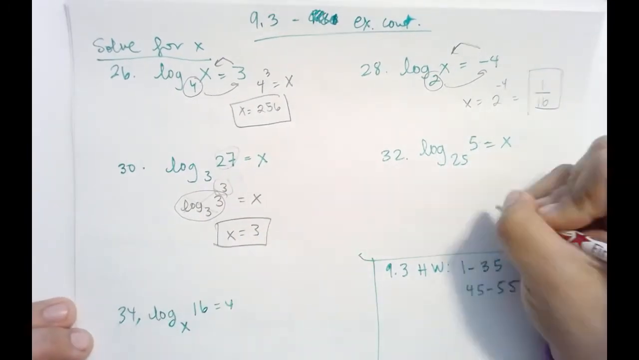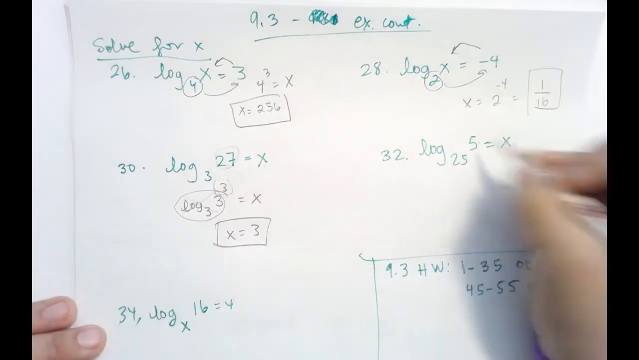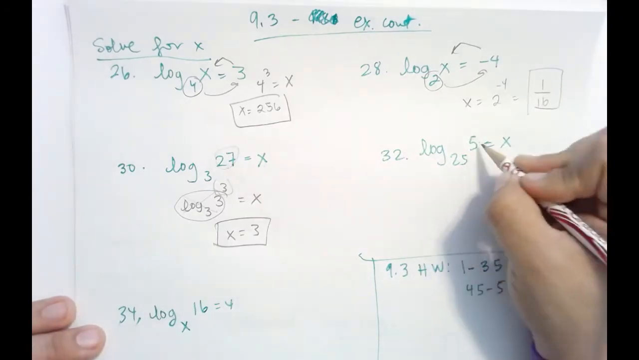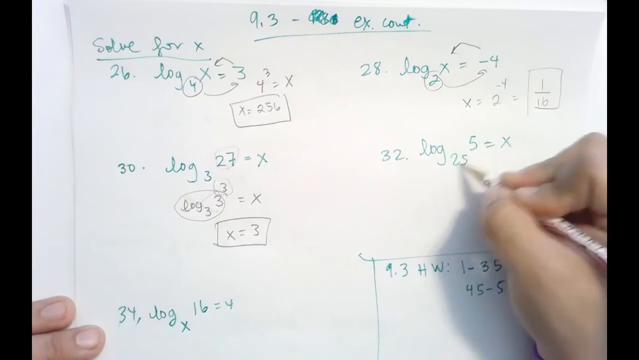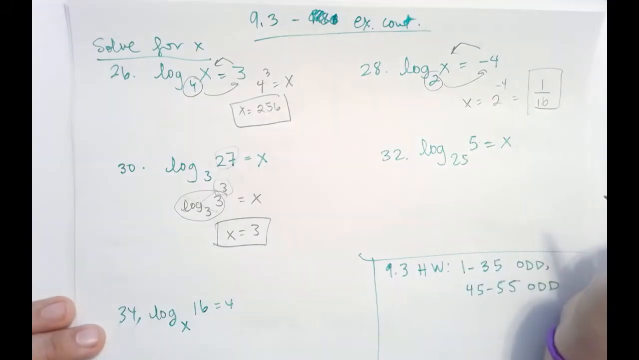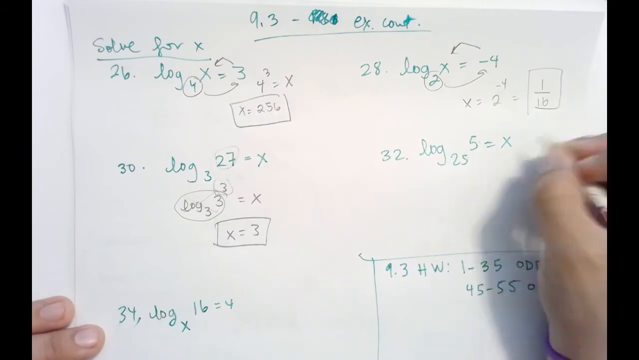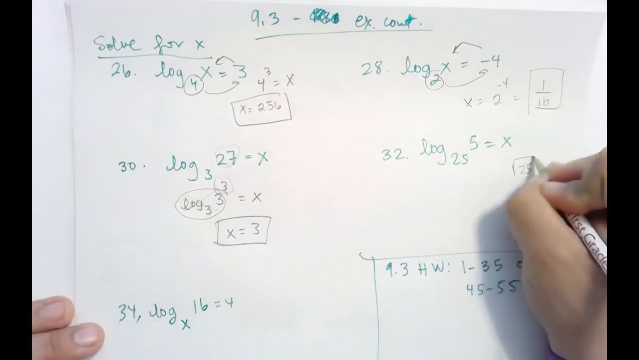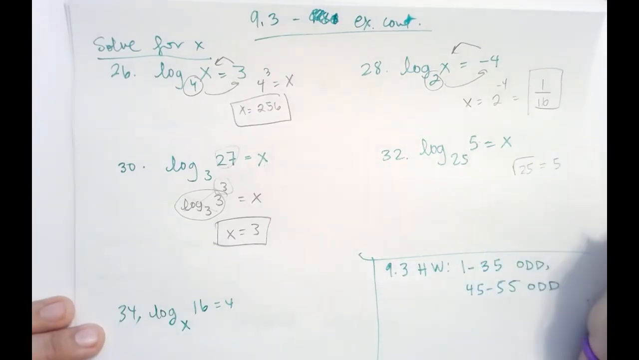So you've got to use the property of logs. Okay, so here you have 25 and 5. They kind of look similar, but they don't, right? You can do this one of two ways. You can notice that the square root of 25 is 5, yeah? So 25 to the half power is equal to 5, okay?